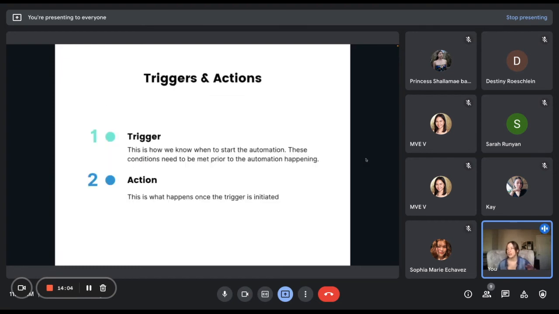So next, I want to briefly talk about triggers and actions, what they are, and I'll give a couple of examples of these. And then let's get started with some actual automation practice.